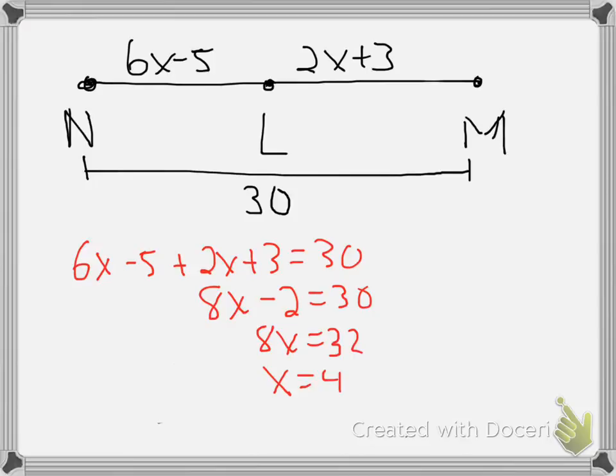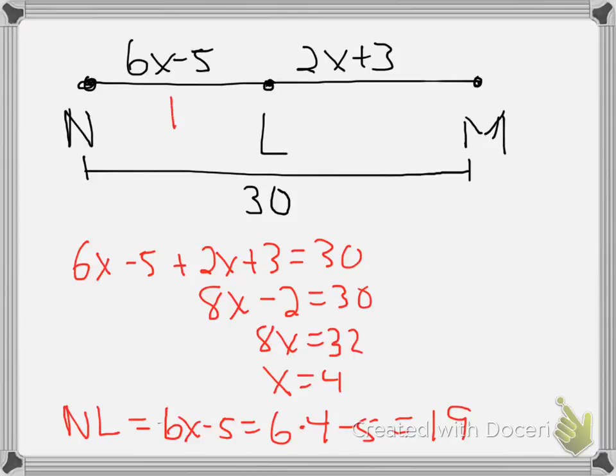To find the length of each part, NL is 6x minus 5. So it's 6 times 4 minus 5. That's 24 minus 5. It's 19. Now, here's a quick way, if you were really confident about your 19, to find the length of LM. LM has to be 30 minus 19. It has to be 11. And you could check that 2 times 4 is 8 plus 3 is 11. This all works out.